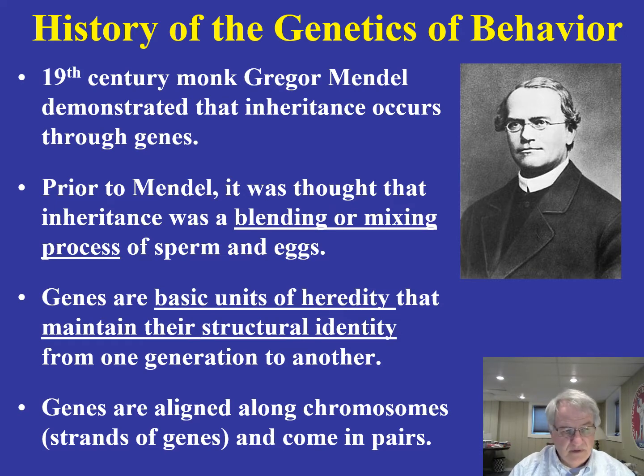We have many genes that are aligned along chromosomes. Chromosomes consist of these strands of thousands of genes, and they come in pairs. It was Gregor Mendel's work that was done principally through plants, looking at the size of seeds and their color, and he was able to determine how this inheritance actually occurred. Again, this work initially was done with plants.